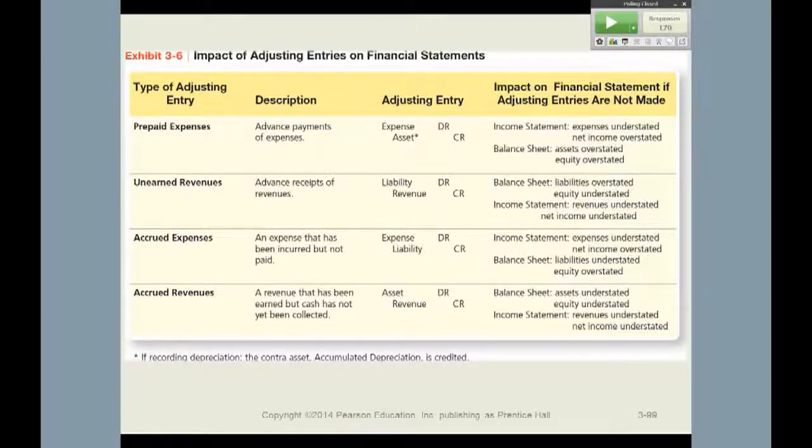So that's the difference. Just be aware that when you're looking at the prepaids and the unearned revenues, those accounts require that you look at a balance in an existing account, okay? Because there was a cash transaction before the event took place. All right, so any other questions on adjusting entries before we go into 4?